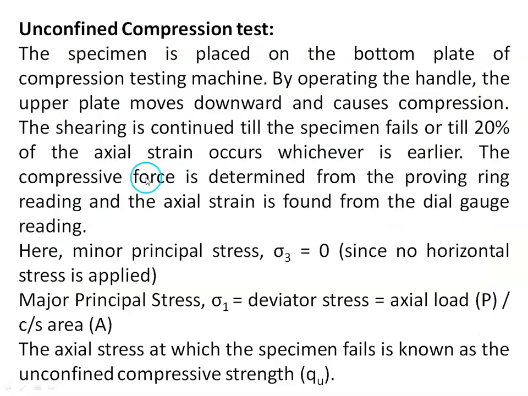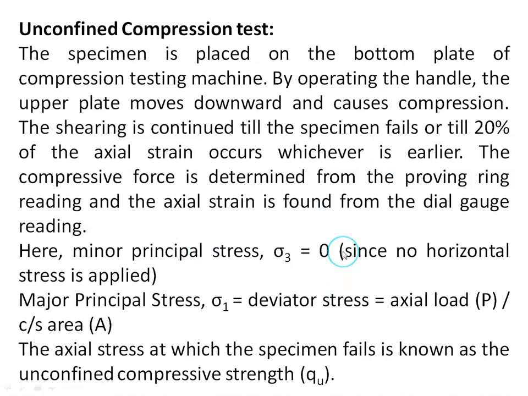Another shear test is the unconfined compression test. Here the specimen is placed on the bottom plate of the compression testing machine. By operating the handle, the upper plate moves downward and causes compression. The shearing is continued till the specimen fails or till 20% of the axial strain occurs, whichever is earlier. The compressive force is determined from the proving ring reading and the axial strain is found from the dial gauge reading.